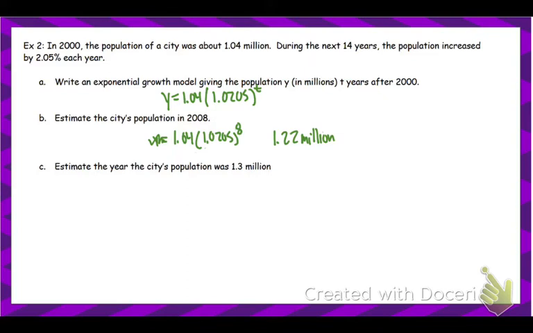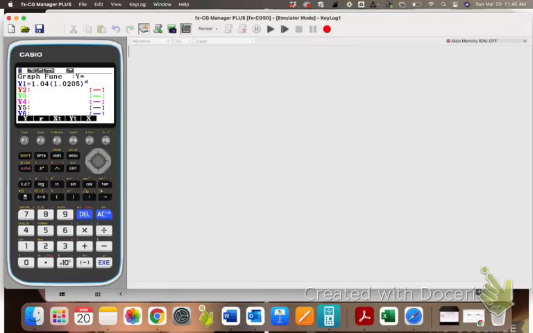All right, so for the next one, this one we do want to go ahead and graph. So let's graph our function, 1.04 times 1.0205 to the x. We want to know the year that the population was 1.3 million. So we'll go to xcal and do y equals 1.3. All right, so there's my equation. Now, if I just use that previous window I had, it's probably not the best. So some ways we can make this better. Let's go to your window, which is F3.